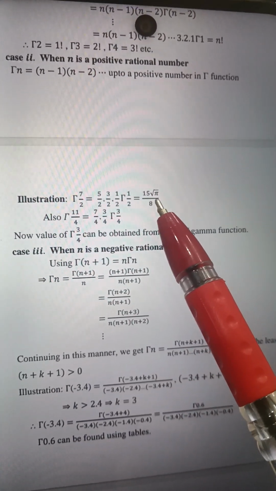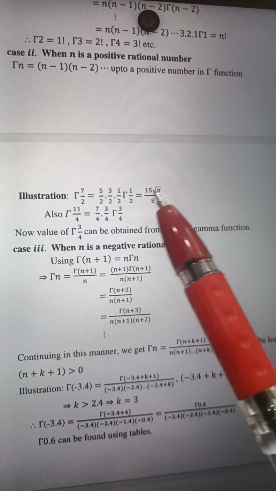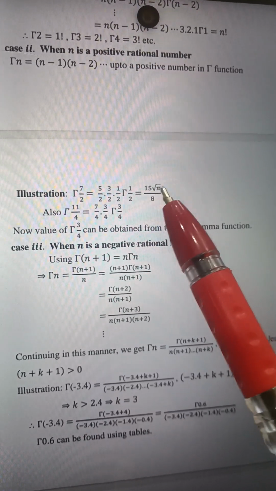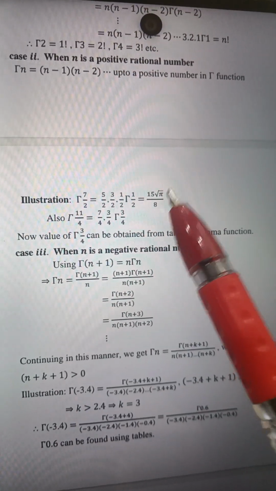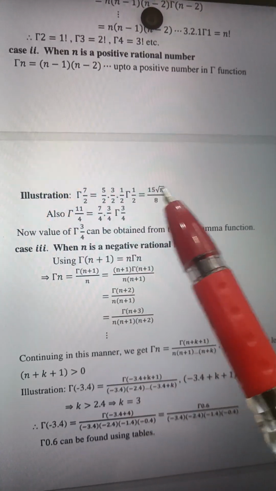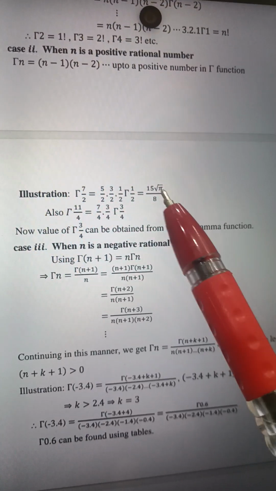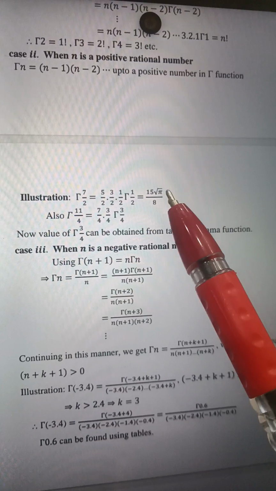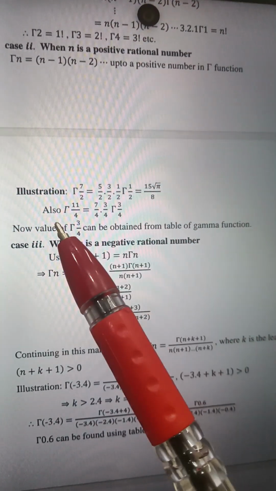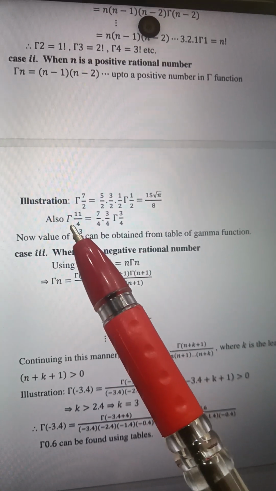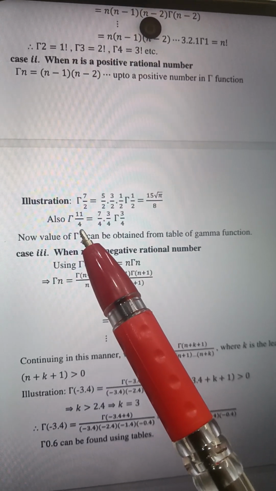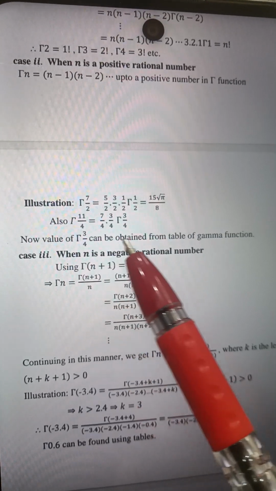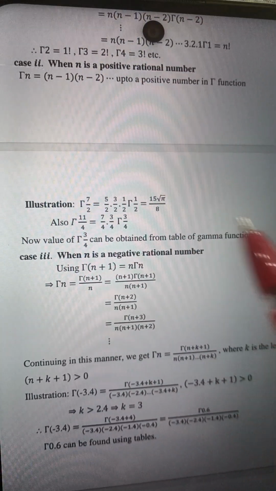We will get pi. How are we getting pi? Can you tell me why we are getting pi? Please tell me in the comments why we are writing pi here. If you are watching the video very sincerely, you can easily tell me why we are writing pi here. Please tell me in the comment section. Next, factorial n upon 4. We can write it like this, and factorial n upon 4 can be obtained from the table of gamma functions.